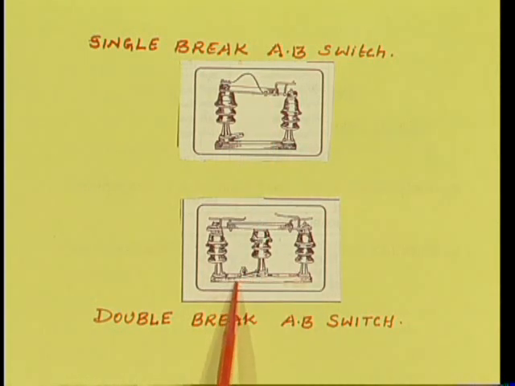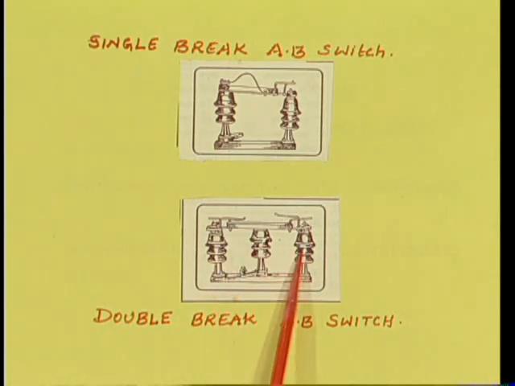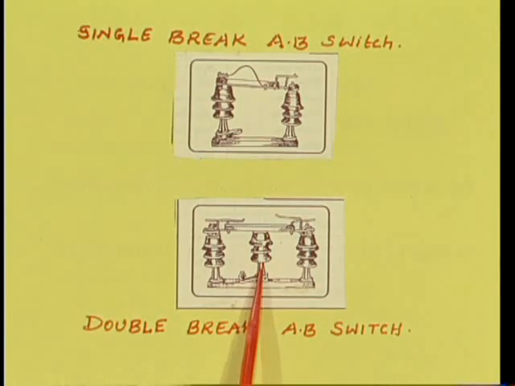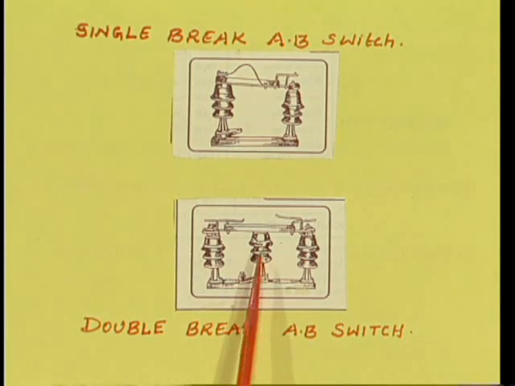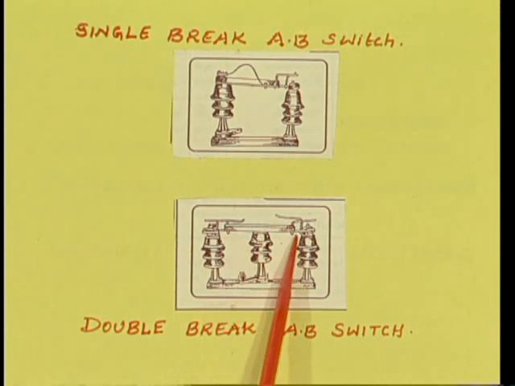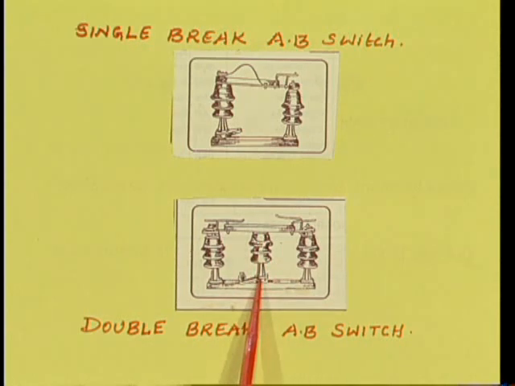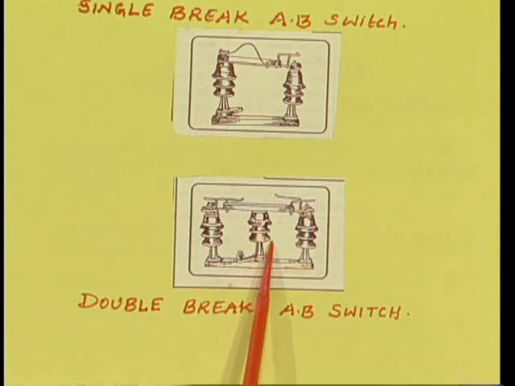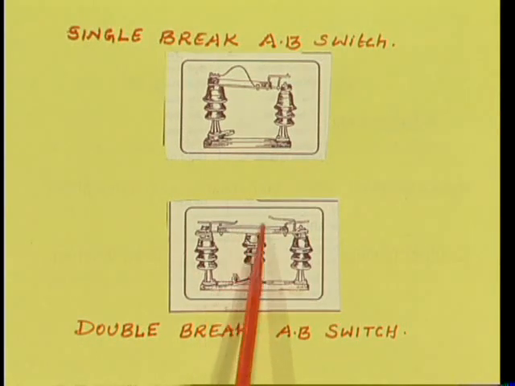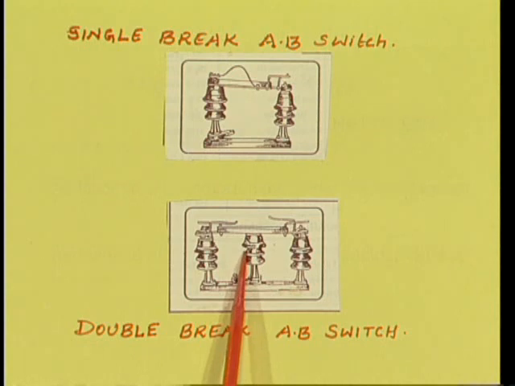So instead of this, if you see the back figure, here three post type insulators are there, and the insulators on either side are fixed. They are not movable. Whereas the center insulator is movable, and on top of this center insulator a connecting rod will be there. Once this rod is operated by the handle system, which is connected to the bottom, and once that handle is operated, immediately this center insulator rotates on its axis about 90 degrees.